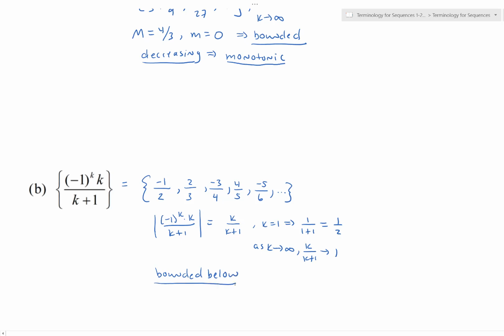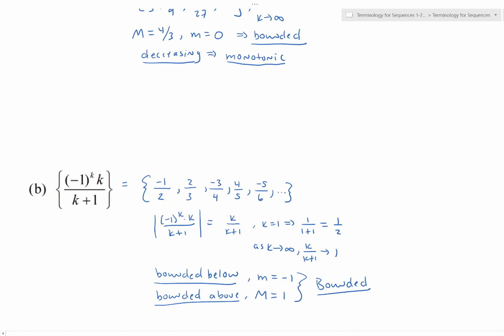What are all the terms bigger than or equal to then? Shouldn't little m here be -1? As k goes to infinity, the sequence that's alternating is going to eventually oscillate between numbers that are really close to 1 and -1. And for that same reason, this sequence is also bounded above by big M, let's say, is 1. And so, therefore, it's bounded above and it's bounded below. And, therefore, it is bounded.